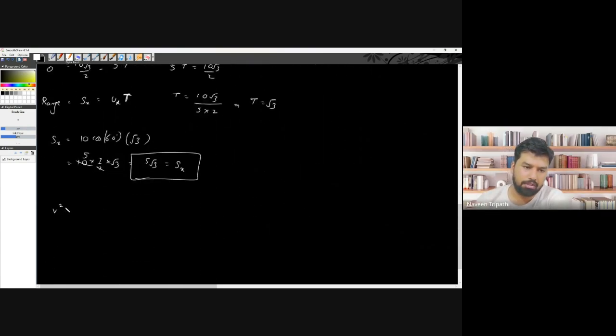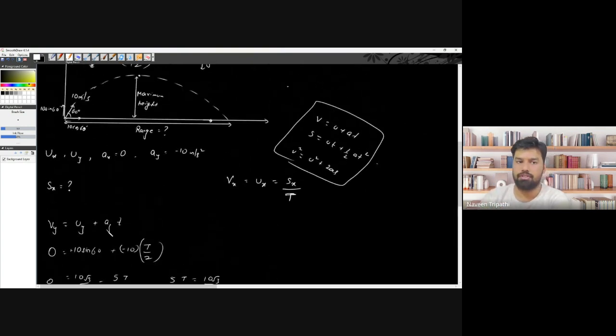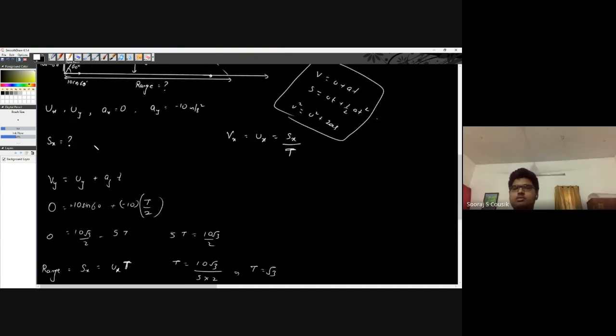v square is equal to u square plus 2as. Now vy square, uy square, ay, sy, because we are applying in y. Final velocity is clearly 0. What is the value of initial velocity? 10 sine 60. So this is 10 sine 60 whole square plus 2 ay. What is ay? Minus 10, we already discussed this. Sy we have to find, which is the maximum height. 10 sine 60 square is what? 100 into sine square 60, which is root 3 by 2 square, which is 3 by 4.